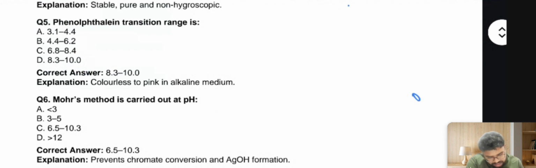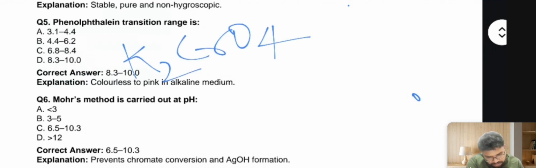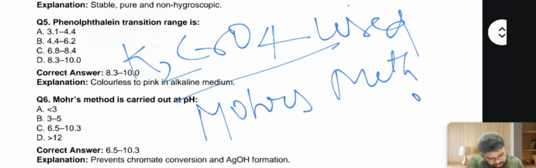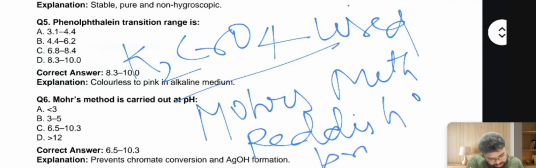Which type of indicator do we use in Mohr method? Potassium chromate is used in Mohr method and gives a reddish brown precipitate. Okay.